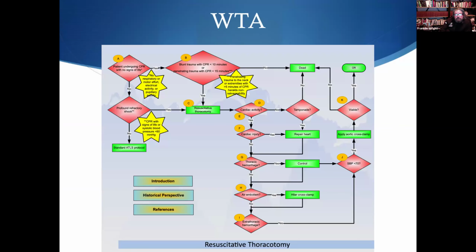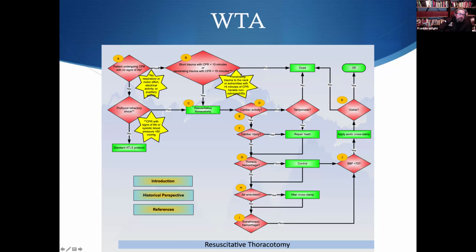This is the algorithm from the Western Trauma Association, one of our big trauma societies, which I think has the most reasonable and rational algorithm. To be clear, we're talking a lot about trauma arrest. There is an indication to do resuscitative thoracotomy in the profoundly hypotensive patient who has not arrested yet. So with a blood pressure of 50 or 60 systolic, we will sometimes do a resuscitative thoracotomy, and those often have better outcomes. But if you're requiring CPR with no signs of life, the cutoff for the Western Trauma Association is 10 minutes of CPR with blunt trauma or 15 minutes with penetrating trauma.